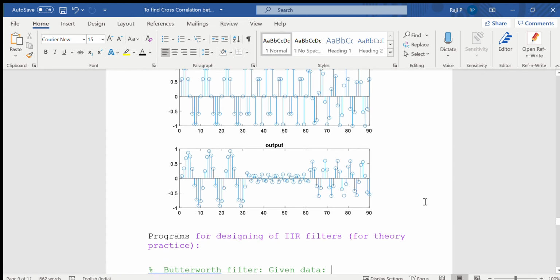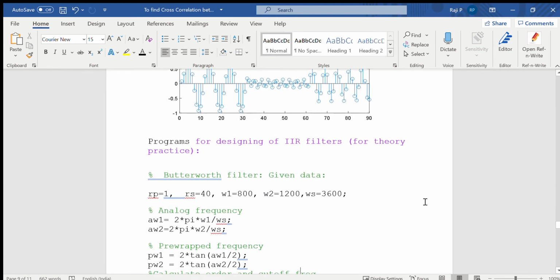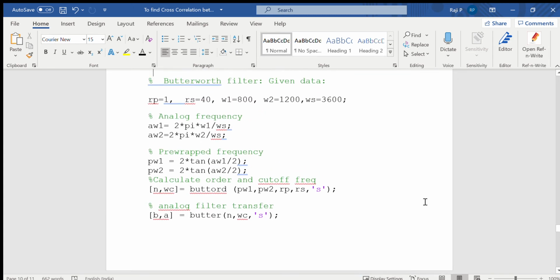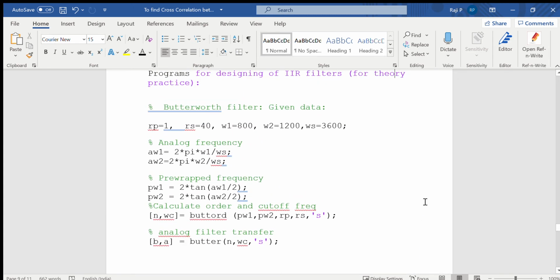Now the next program is where ripple, passband and the frequencies are specified. Basically, here first the analog filter is designed. The analog frequencies are converted into radians, so this is 2 into pi into the given frequency divided by the sampling frequency.